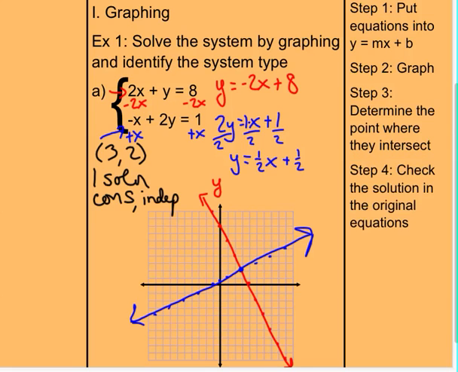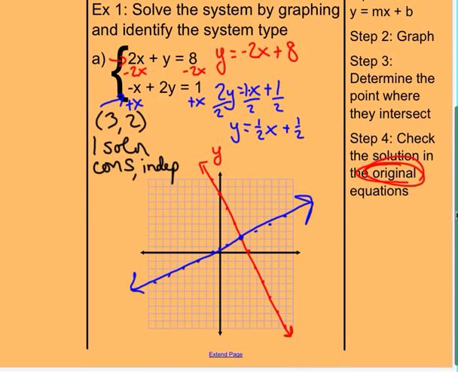Alright, now I'm going to check to make sure the solution I found really works. So in my original equation, that's really important because you may have made a mistake solving for y, or you may have made a mistake graphing. So use your original equation to make sure that you found the true solution. So substituting 3 for x into my red equation, and 2 for y, we check to see if it works.